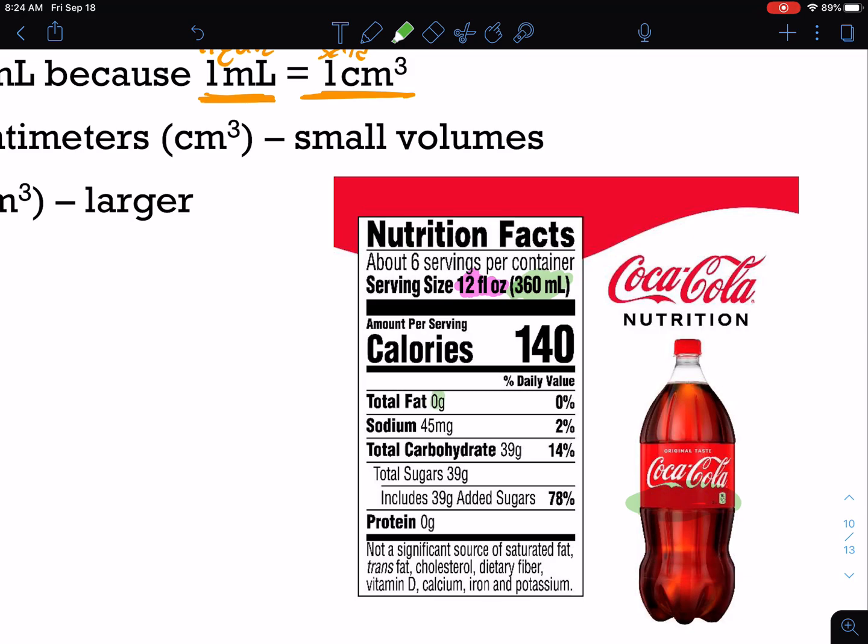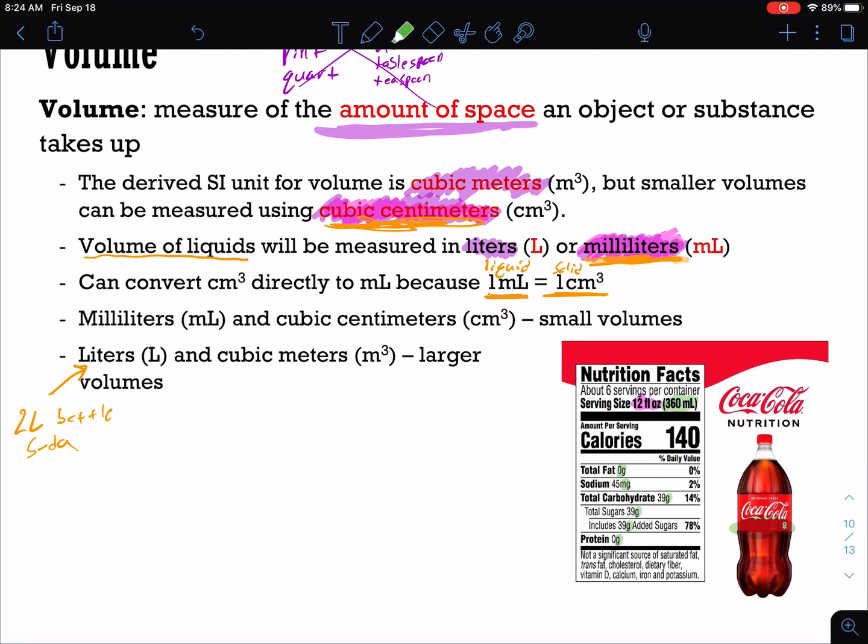But with metric, you also have the masses on the back here again, just so you can see that, yes, they do not go away. You do see them. You do have the metric masses there. So remember, volume of liquids are going to be in liters and milliliters. Your solids are mainly going to be in cubic centimeters and cubic meters. Cubic meters, cubic centimeters will be your solids.